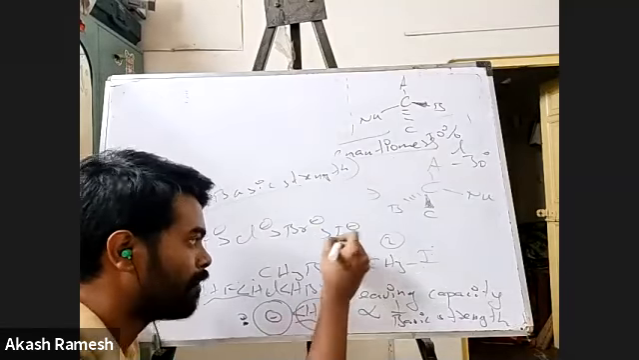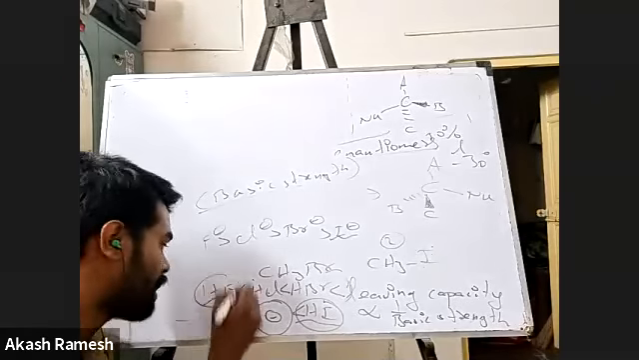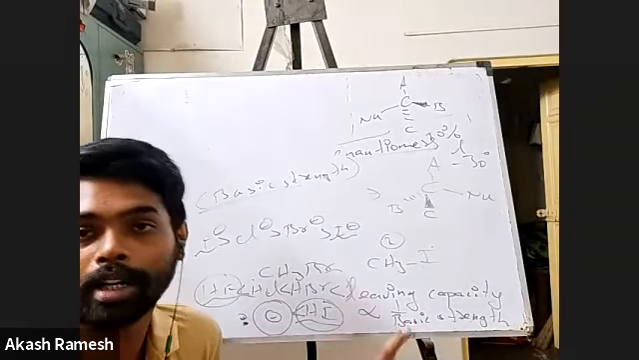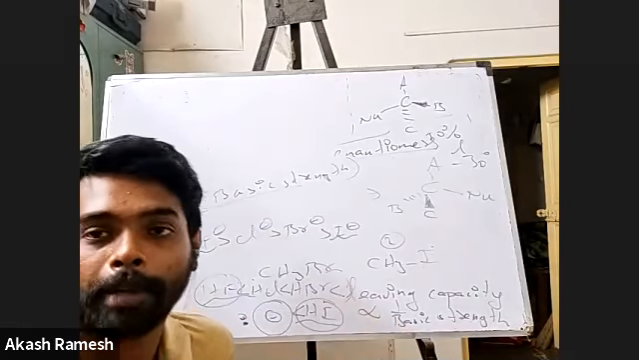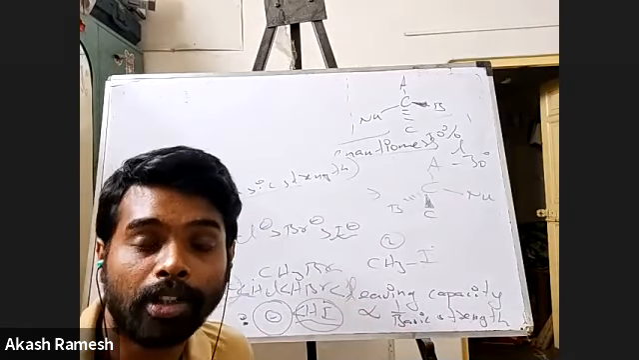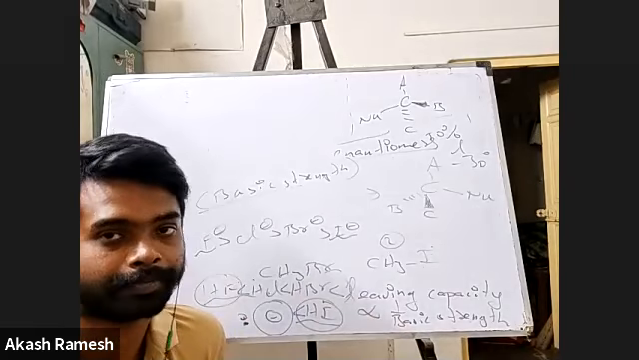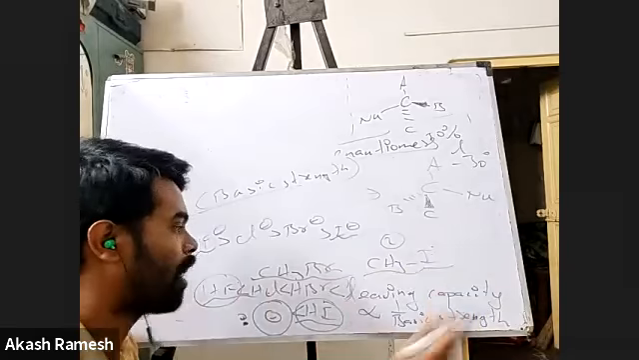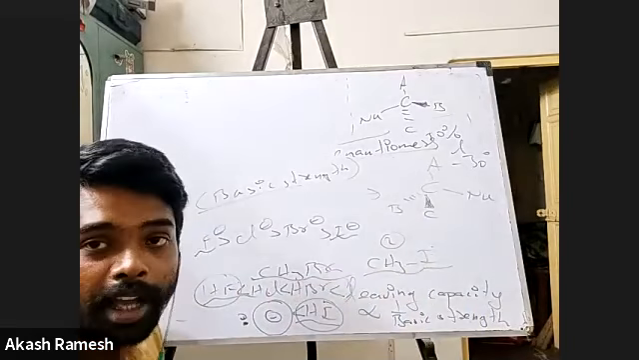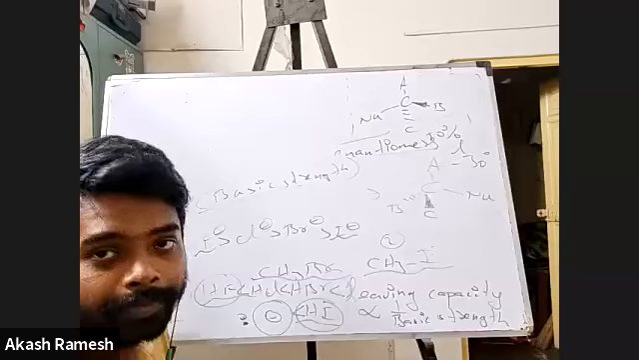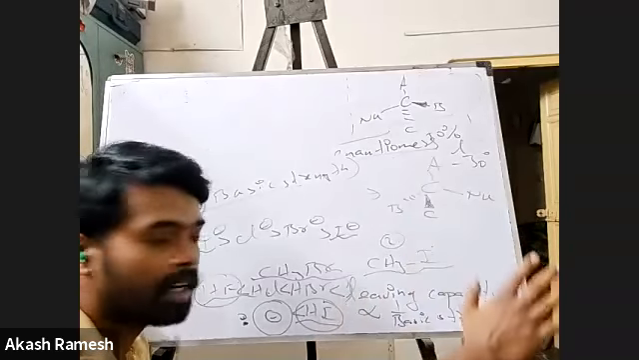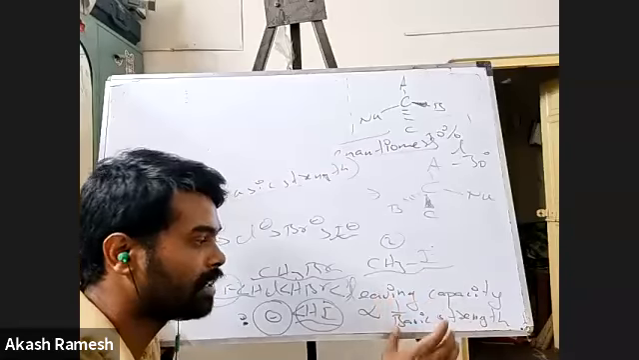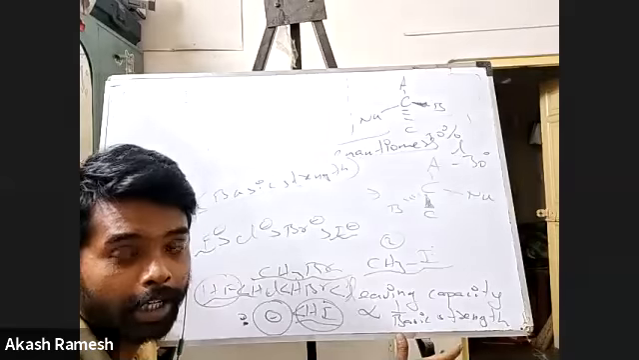Strongest acid, weakest conjugate base. Weakest acid, strongest conjugate base. So whatever is the order of acidic strength, the opposite will be the order of the basic strength of the conjugate bases. Okay, now why did we start all this? To answer this question: CH3Br, CH3I, which will react faster? I told you more and more leaving capacity means more and more reactivity, and the leaving capacity is inversely related to the basic strength.